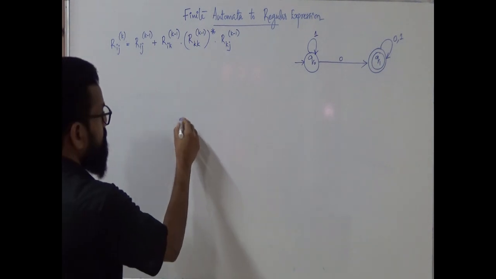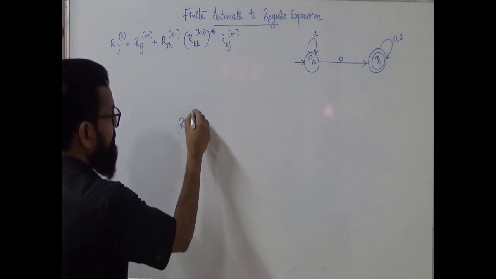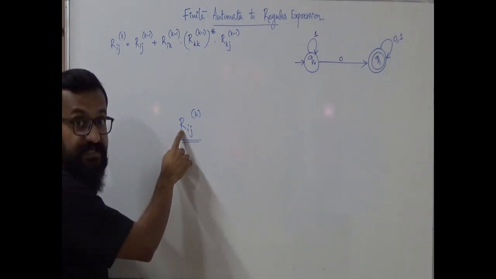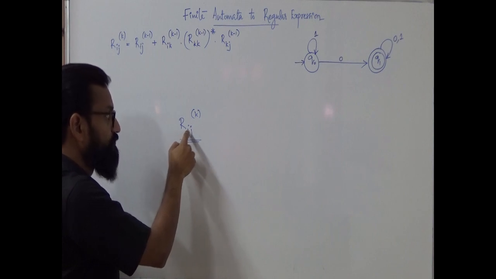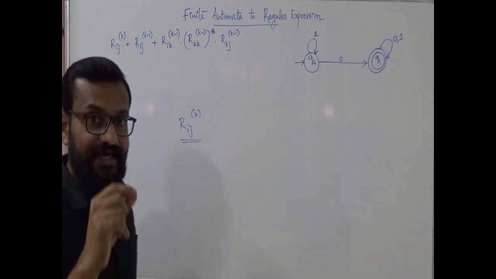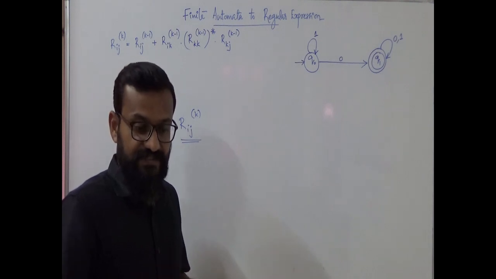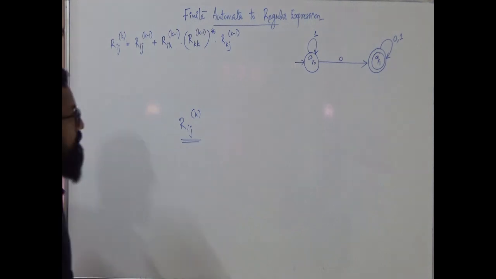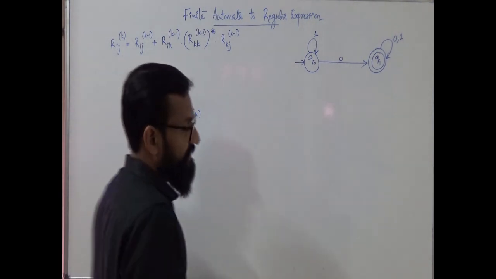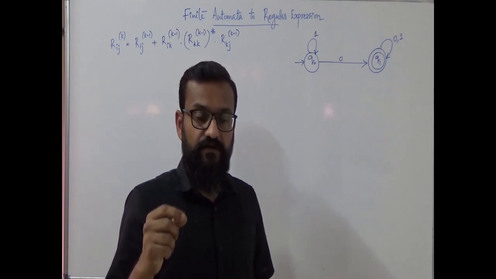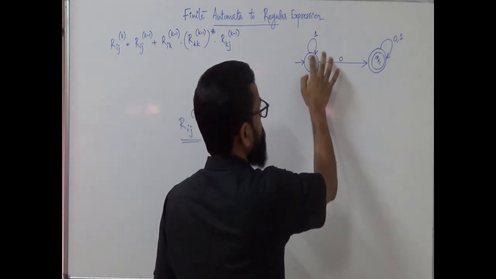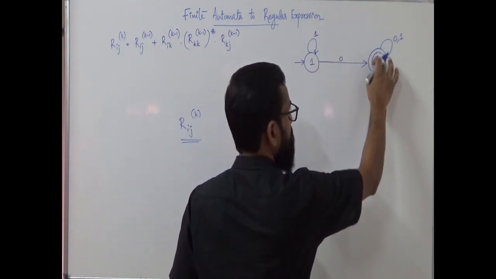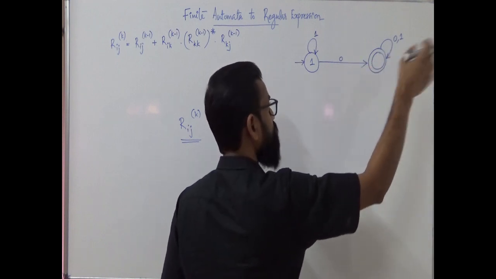If I take Rij of k, this represents the regular expression from state i to j by considering k number of states. K number of states in the sense the state labels will vary from 1 to k. If you are given the finite automata, the first step is to relabel the states. Let me relabel the start state as 1, and you can relabel the remaining states as 2, 3, etc.